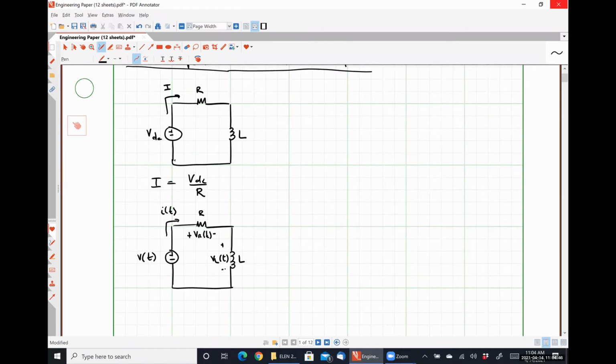So if V of t is equal to Vm cosine omega t plus some phase angle theta v, and I'm going to argue just for math's sake that we're going to treat this as 0 degrees for now, our forced response should be of the form Im cosine omega t plus some phase angle theta I.